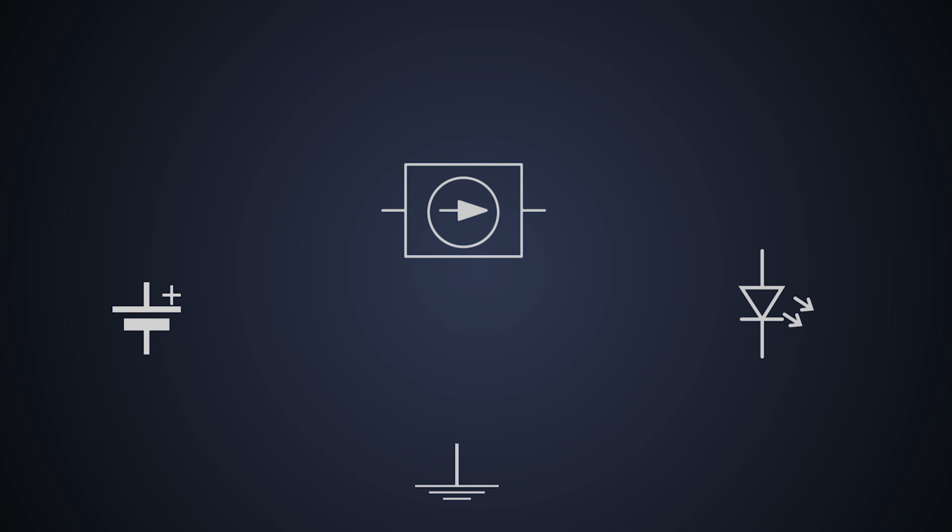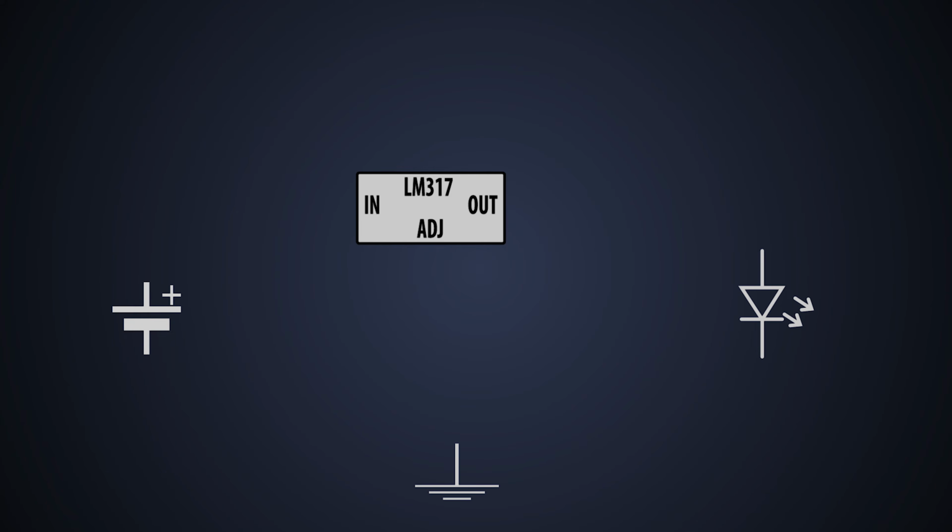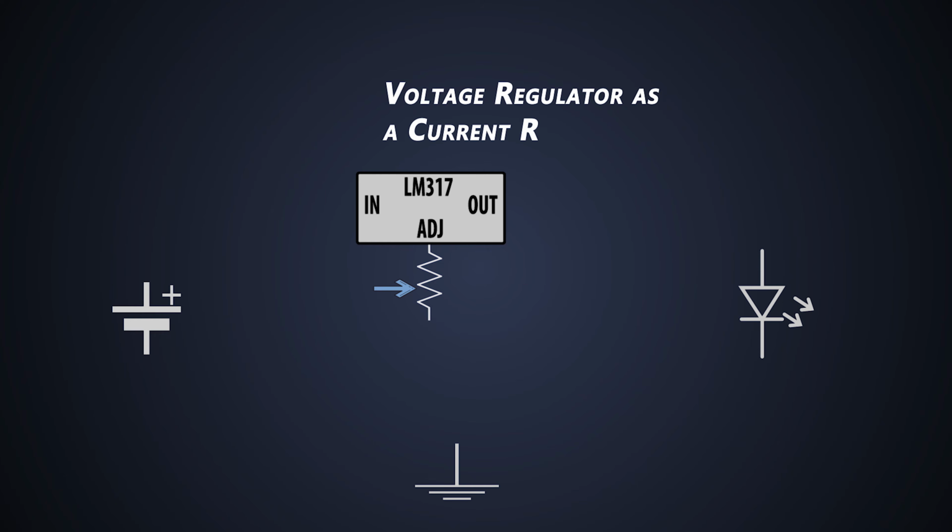The very basic circuit that we can design is using LM317. Well, LM317 is a variable voltage regulator. The output voltage of this regulator can be adjusted by a resistor, which is supposed to be connected at the adjustable pin of the IC. So, how can a voltage regulator be used as a current regulator?